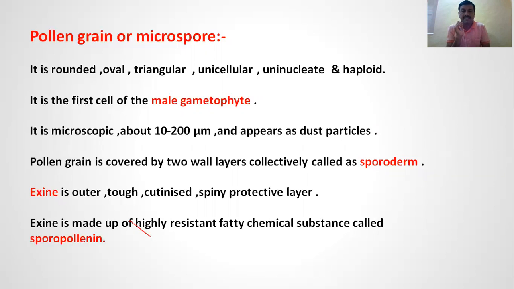This exine is made up of a highly resistant fatty chemical substance. It is called sporopollenin. What is the hard, tough exine layer made of? A fatty chemical substance. It is called sporopollenin.